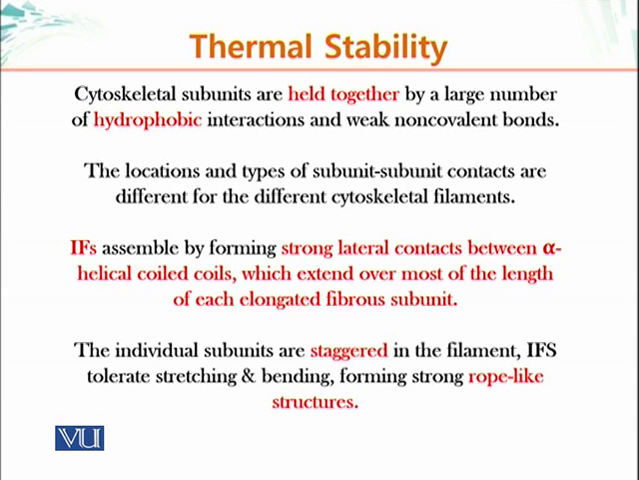We have just seen a structure which was closer to a microtubule. Now I'll show you in more detail how, for intermediate filaments, the monomers are locked in place. Intermediate filaments assemble by forming strong lateral contacts between alpha helices and coils which extend over most of the length of each elongated fibrous subunit. And these individual subunits are staggered in the filament, so intermediate filaments can tolerate stretching and bending forces; they are more like a rope.